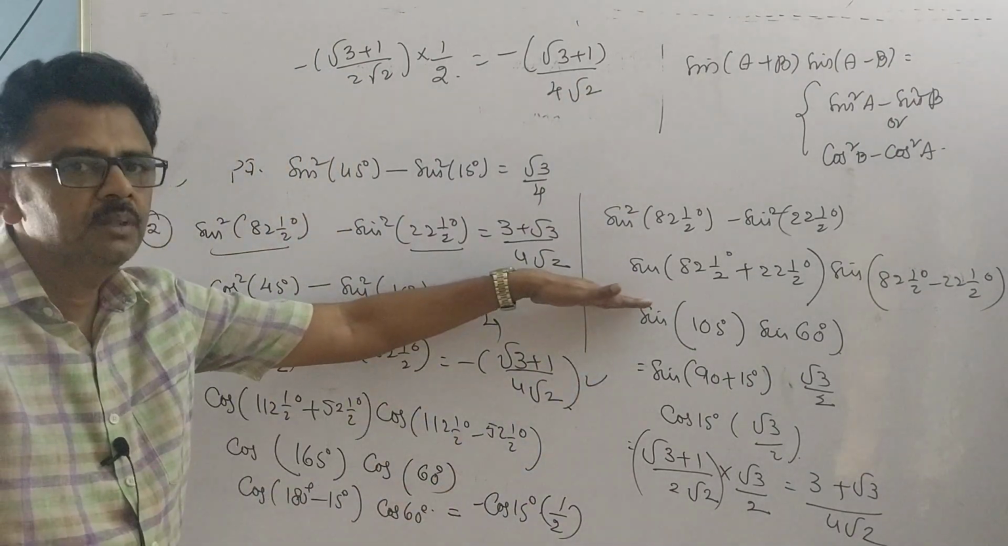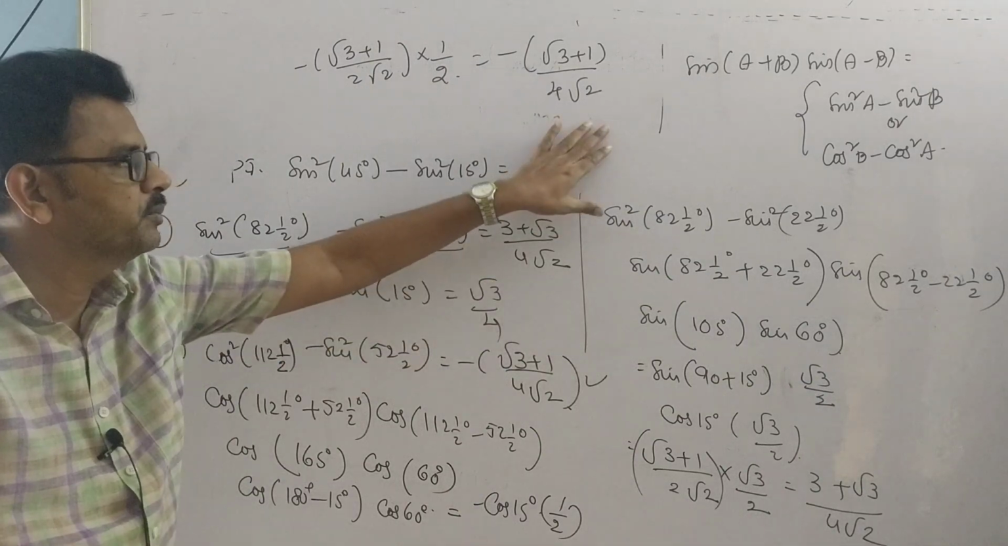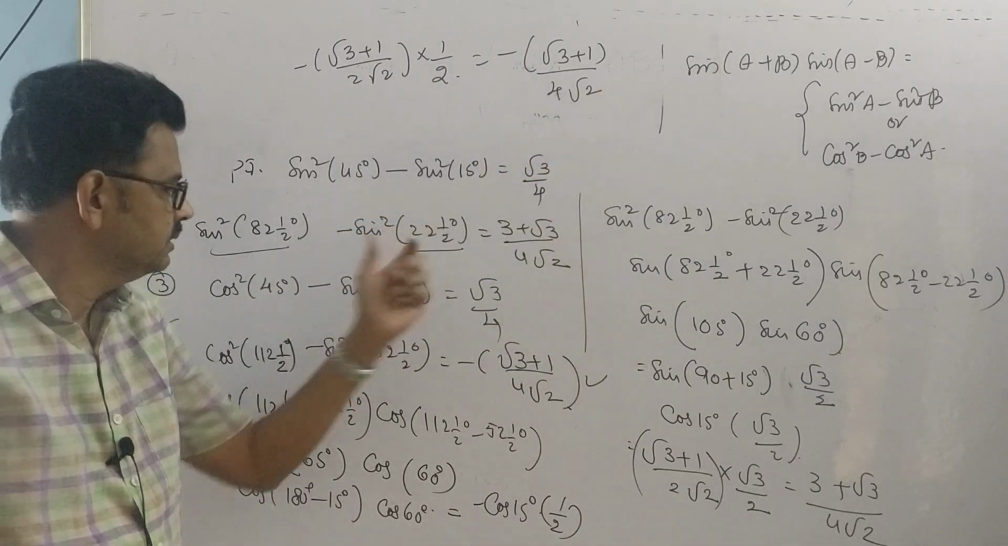So in trigonometry, the formulas play a vital role. These are most important. So you try these two remaining sums.